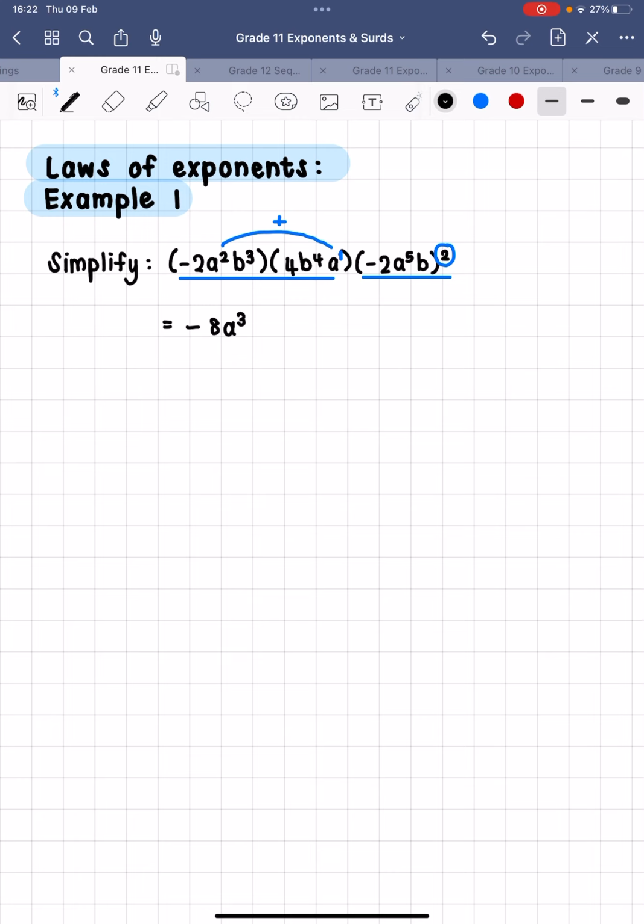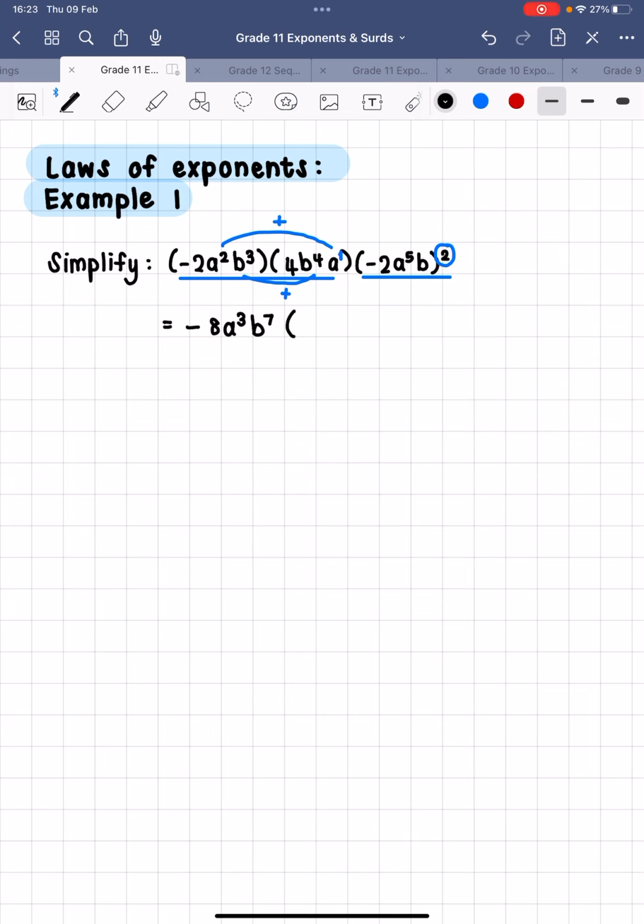And then we're going to apply the same rule to our base of b. We're starting with b to the power of 3 and b to the power of 4. We know that they have the same base, so we're going to add those exponents. So 3 plus 4 is 7. We are now going to multiply this by the third bracket squared.